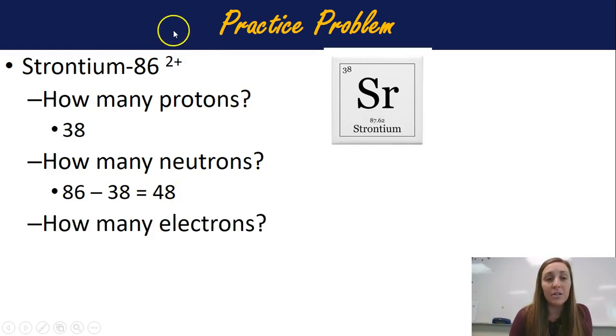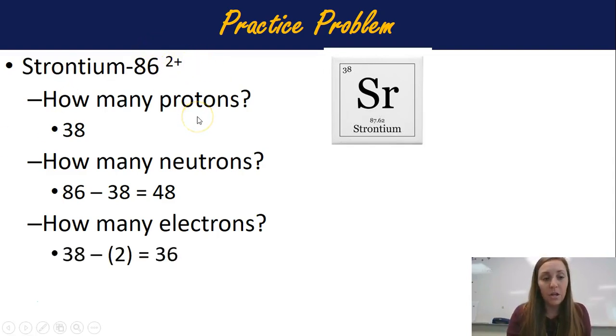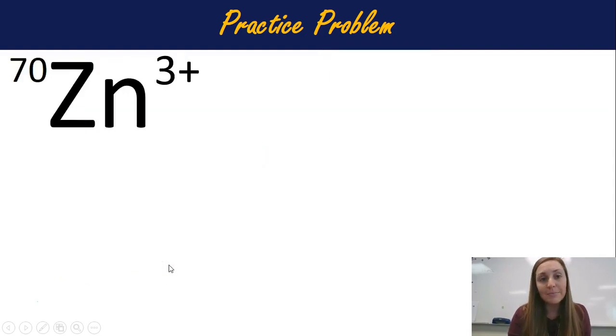How many electrons? Well, I have a +2, which means I need to have 2 more protons than how many electrons I have. I can't change my number of protons. So that means I have 2 less electrons than I have protons. So that way if I had my protons and my electrons, I have to have more protons to have more positiveness, to have an overall +2. Or I can do my formula, 38 minus the charge. My charge here is positive, so it's just 38 minus 2, which is 36.